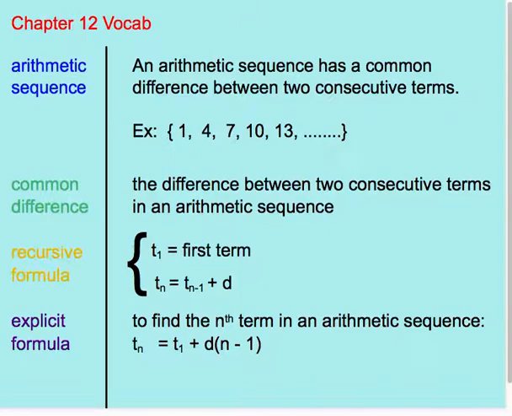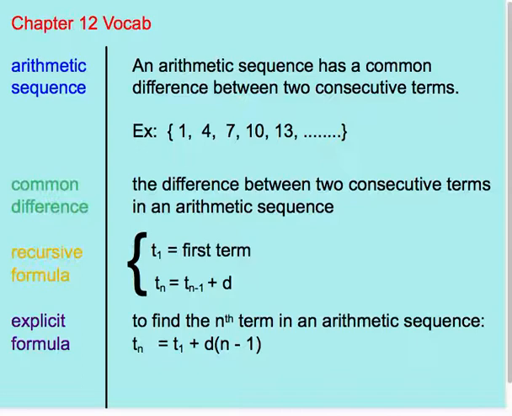In this unit, we're going to take a look at what are called series and sequences. A sequence is a list of numbers, and typically there's a pattern with this list of numbers. If the pattern happens to be that there's a common difference, or you're adding the same amount to each term to get the next term, it's what's called an arithmetic sequence. The common difference is what you're adding to each term.